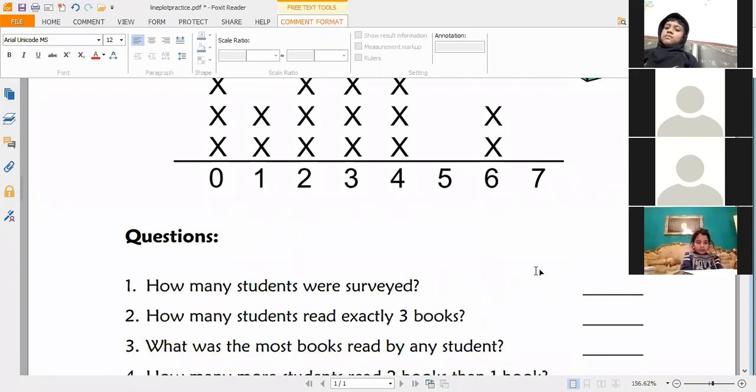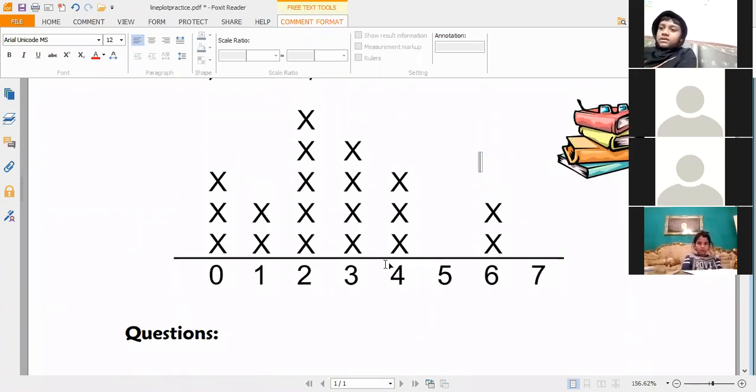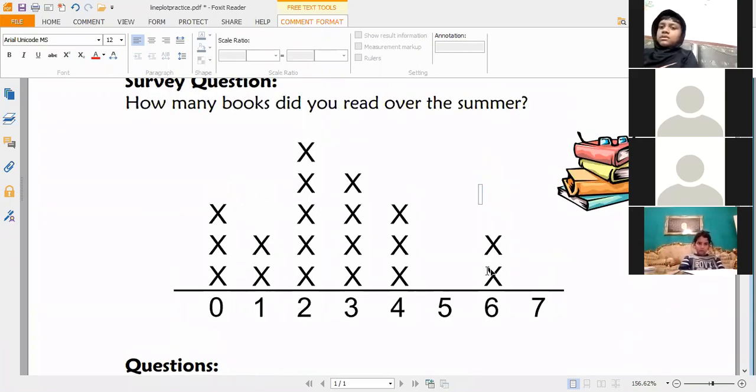Dalwin? Yes. I want to answer question number 1. How many students were surveyed? That means I want to know how many students in all. How many students in all shared in this survey? 1, 3, 4, 5, 6, 7, 8, 9.